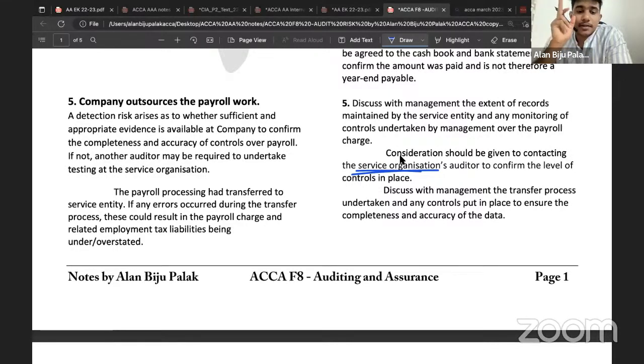Most importantly, I have told you, you can always use an additional point. Here also you can use 2 separate points if the company has outsourced their payroll work. So when a company outsources their payroll work, they should have taken adequate controls while transferring the data. And if adequate controls are not taken, there can be chances of having omission or duplication of data, leading to material mistakes in the company's financial statements.